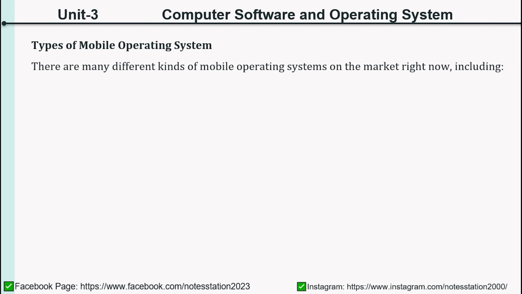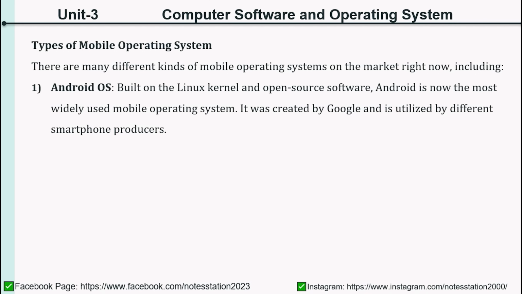Types of mobile operating system. There are many different kinds of mobile operating systems on the market right now, including Android OS. Built on the Linux kernel and open-source software, Android is now the most widely used mobile operating system. It was created by Google and is utilized by different smartphone producers.